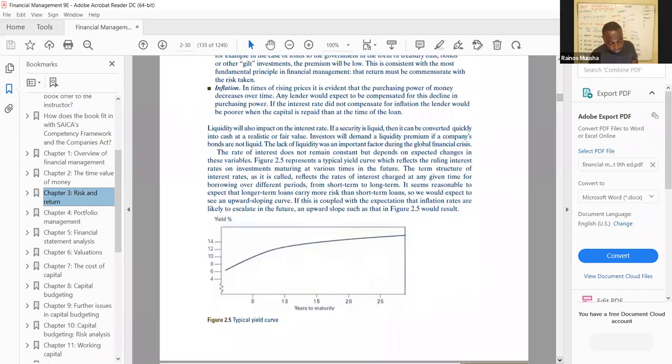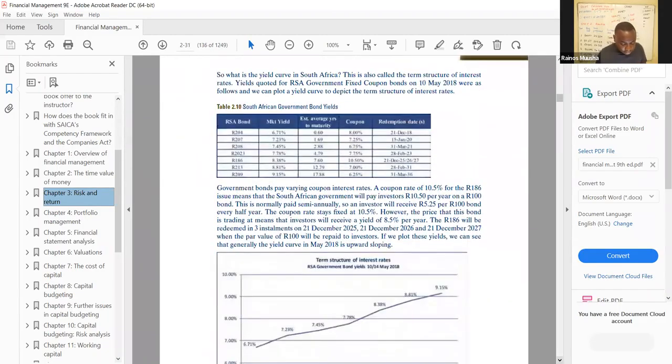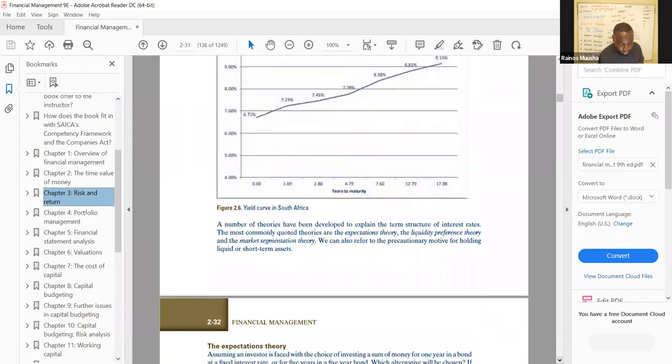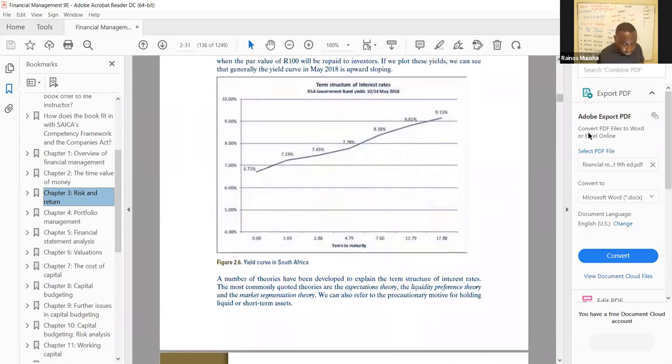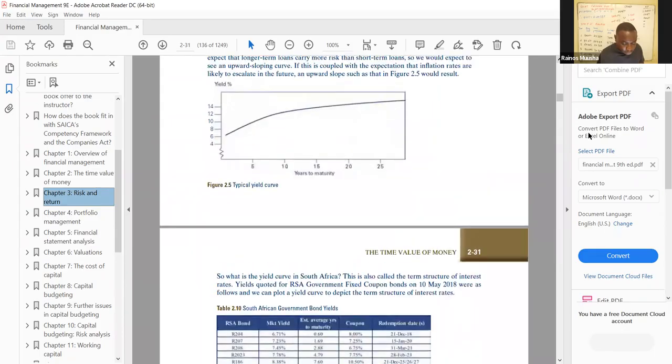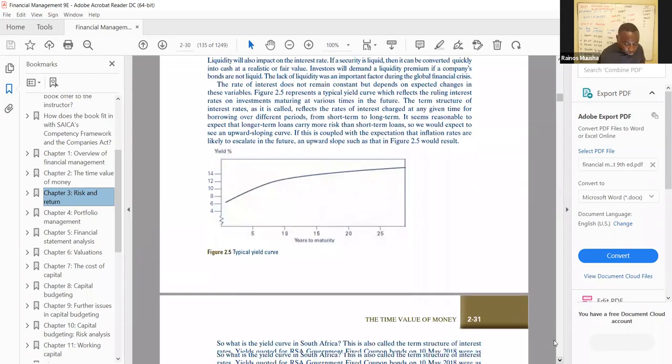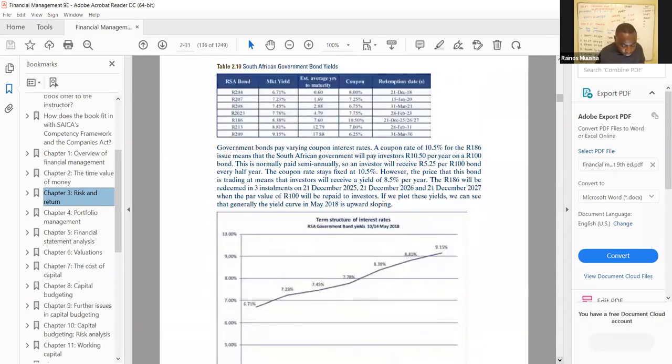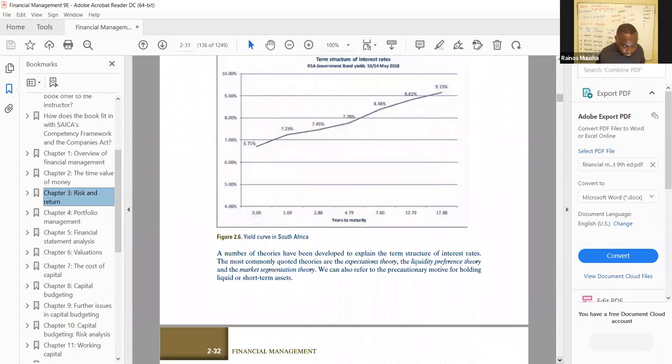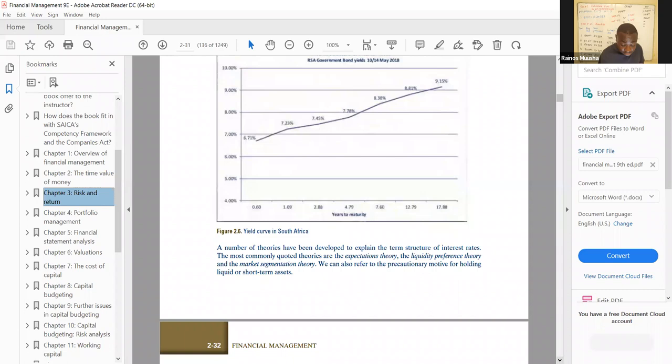Then from here, we look at the different theories which explain the movements in the yield curve. And what they can potentially ask you there is where they are discussing the market segmentation theory. They say the most commonly quoted theories are the expectations theory, liquidity preference theory, and market segmentation theory, because they can potentially ask you these as theory questions in the exam or assignments as well.